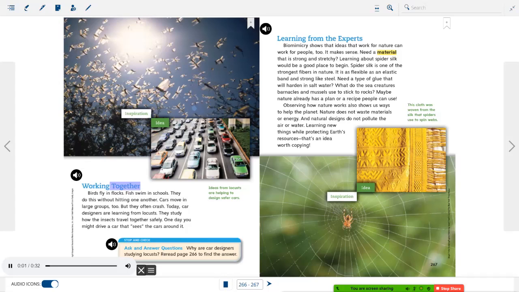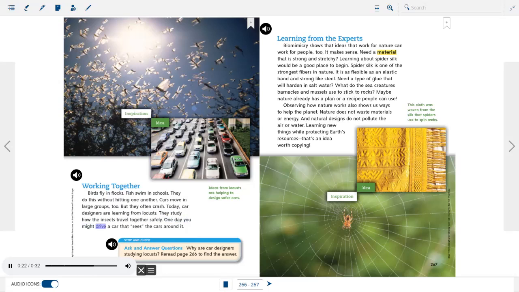Working together. Birds fly in flocks. Fish swim in schools. They do this without hitting one another. Cars move in large groups too, but they often crash. Today, car designers are learning from locusts. They study how the insects travel together safely.